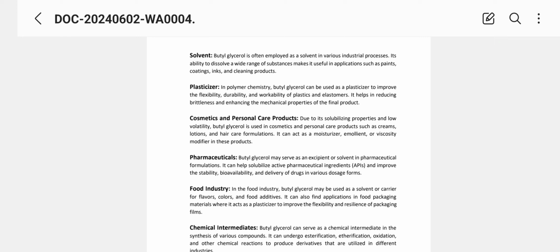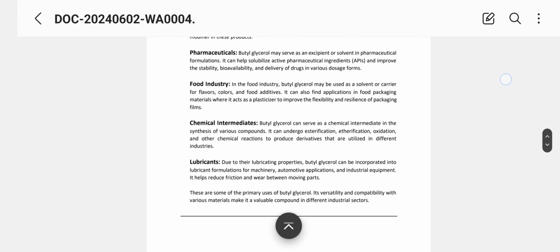Pharmaceutical. Butylglycerol may serve as an excipient or solvent in pharmaceutical formulations. It can help solubilize active pharmaceutical ingredients and improve the solubility, bioavailability, and delivery of drugs in various dosage forms. Food industry. In the food industry, butylglycerol may be used as a solvent or carrier for flavors, colors, and food additives. It can also find application in food packaging material where it acts as a plasticizer to improve the flexibility and resilience of packaging film.